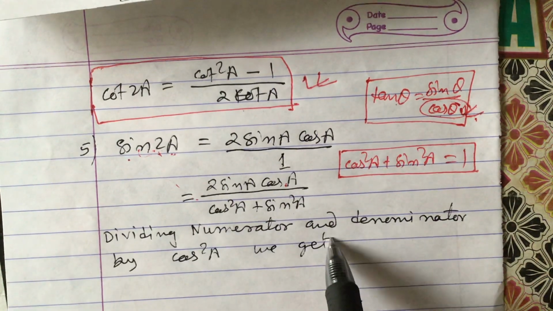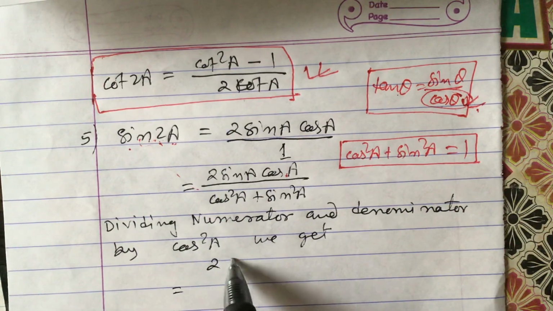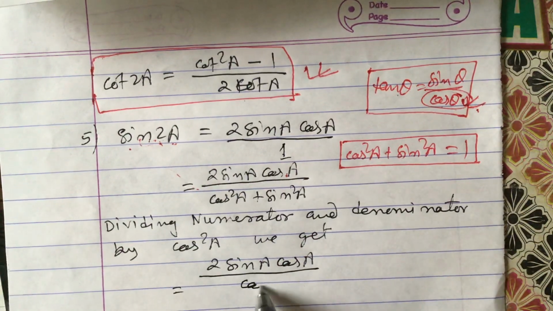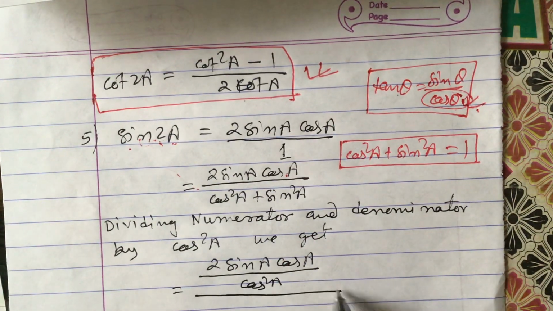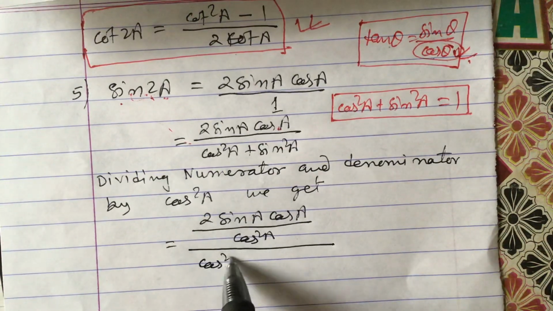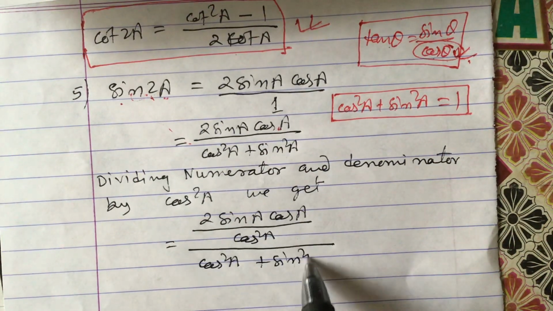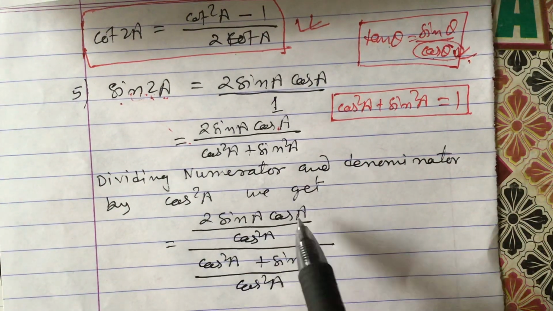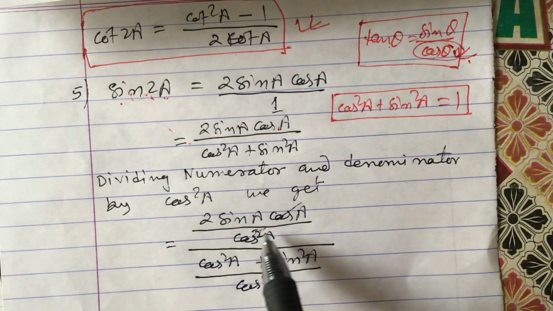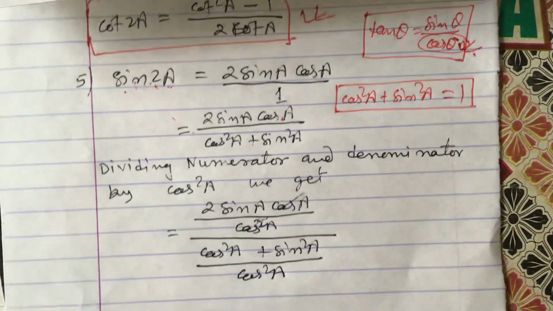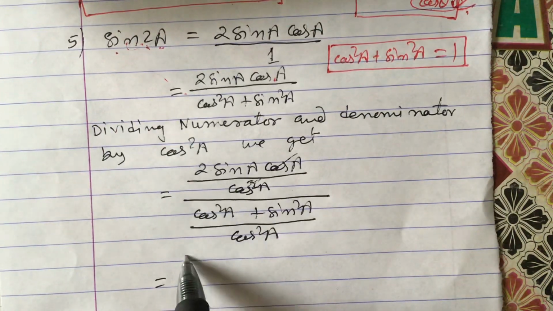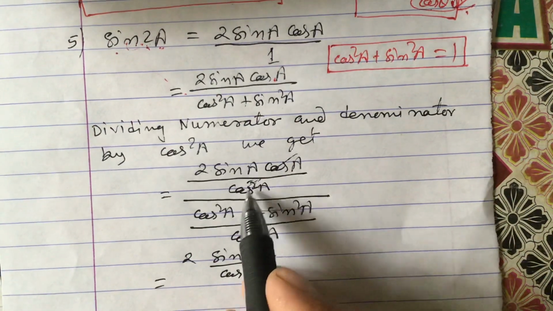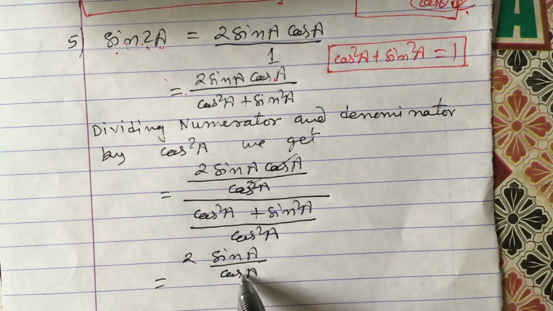If you divide, then you will get like this. 2 sin A cos A divided by cos square A, and in the denominator again cos square A plus sin square A also divided by cos square A. Now this cos and this square we can cancel. Just this much we can cancel. Now the remaining we can keep as it is. 2 sin A divided by cos A. One cos is cancelled, one cos is here like this.